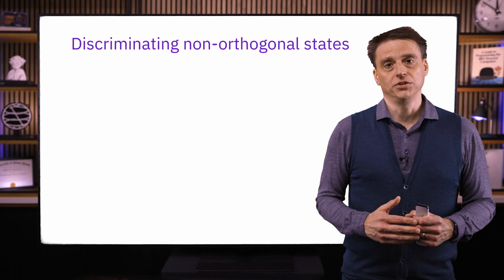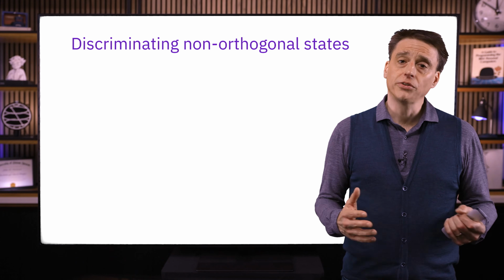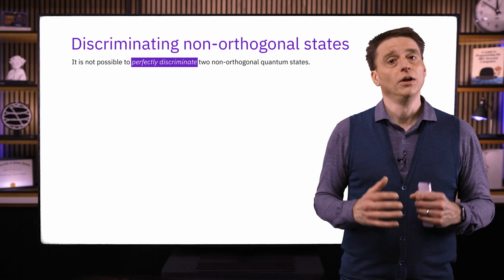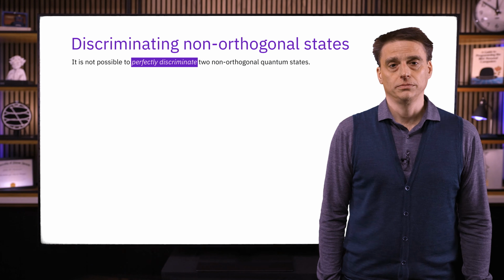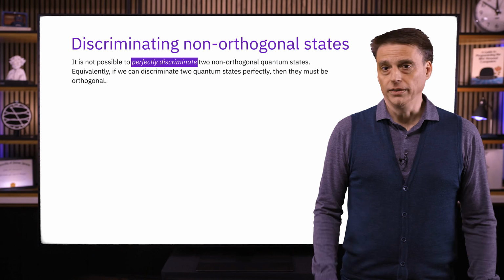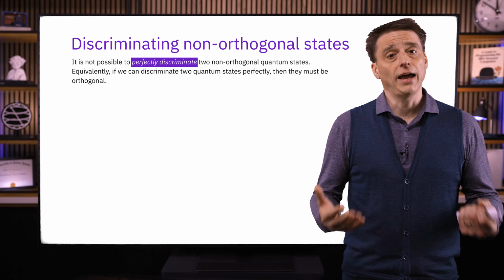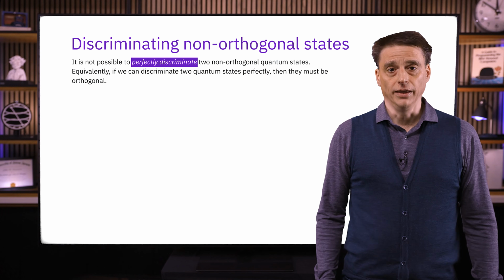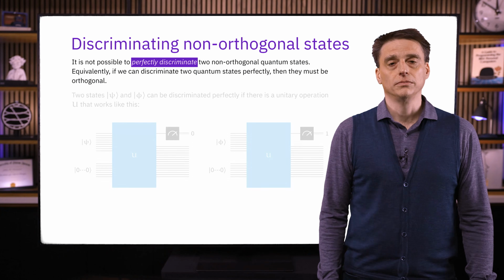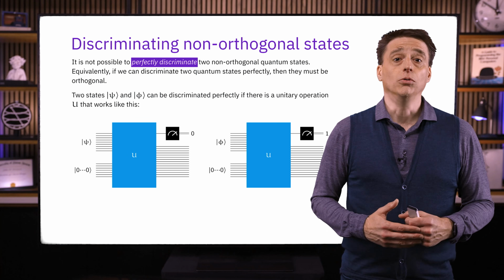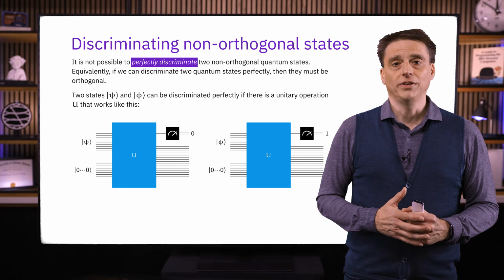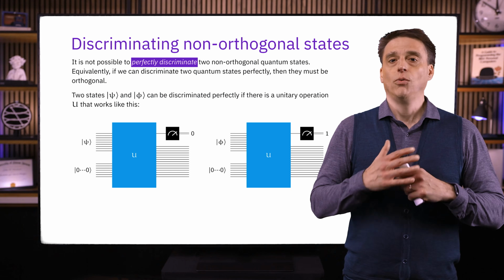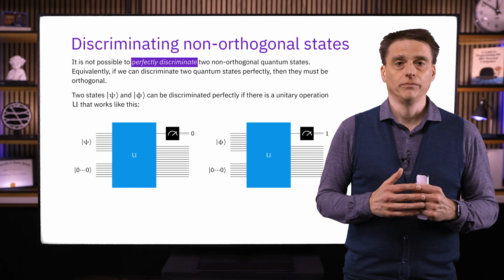The final limitation of quantum information that we'll discuss in this lesson is that it's not possible to perfectly discriminate two quantum states that aren't orthogonal. Another way of saying this is that if two quantum states can be perfectly discriminated, then they have to be orthogonal. What we mean when we refer to a perfect discrimination of two quantum states, psi and phi, is that there's some way to tell them apart without any chance of error.